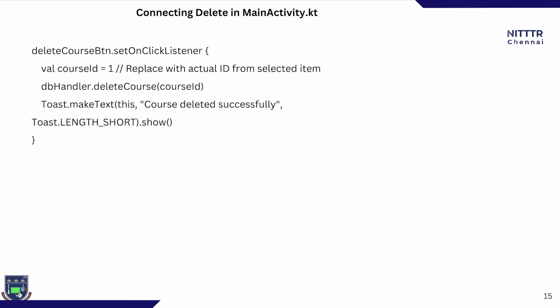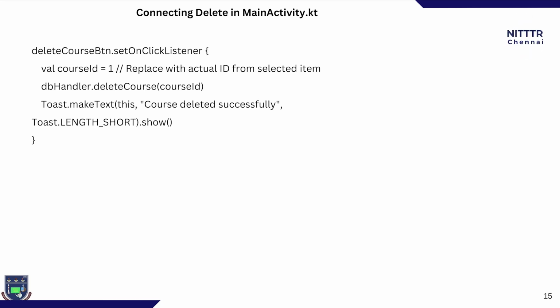Next we connect this delete function to our user interface. Suppose we have a list of courses displayed and we want to delete a course when a button is clicked. Here is a simple example using a button click listener. This is the delete course button, then set on click listener. Here the value of course ID is equal to 1, which will be replaced by the actual ID from the selected item.